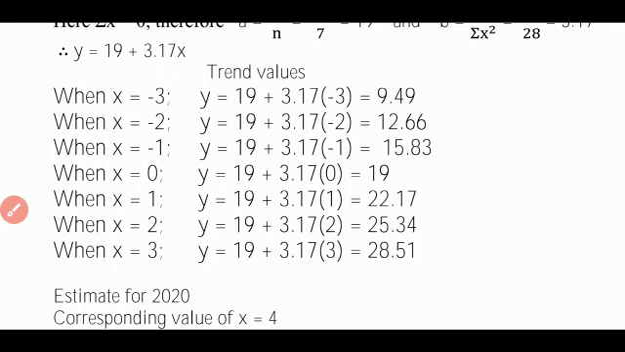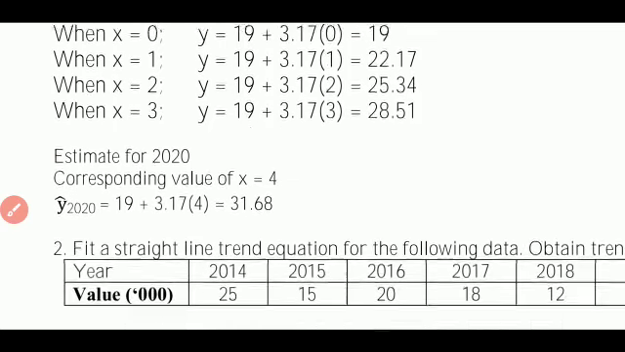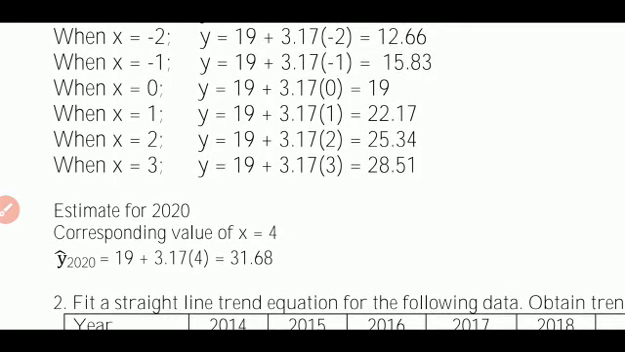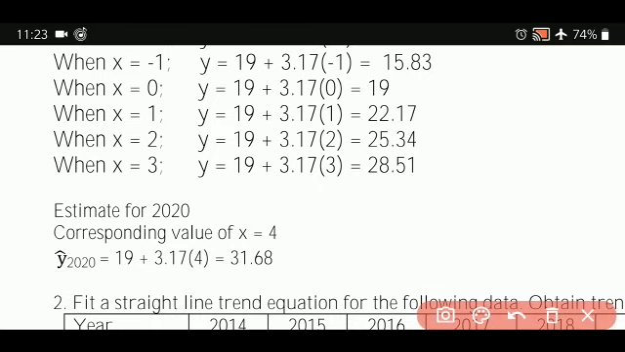This is one part. Now next, in the question they have asked to estimate for 2020. For 2020, what is the value going to be of x? For 2020, the value is going to be x is equal to 4. So you have to put x is equal to 4 in the same equation, and calculate the trend value for the year 2020, and that is 19 plus 3.17 into 4, which is equal to 31.68.